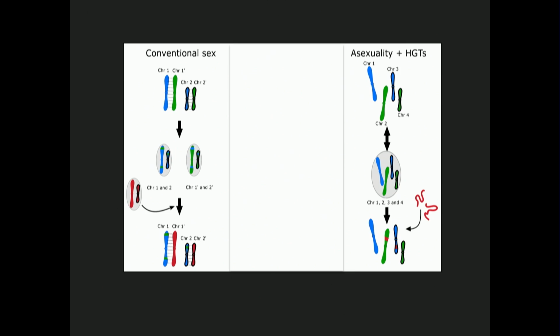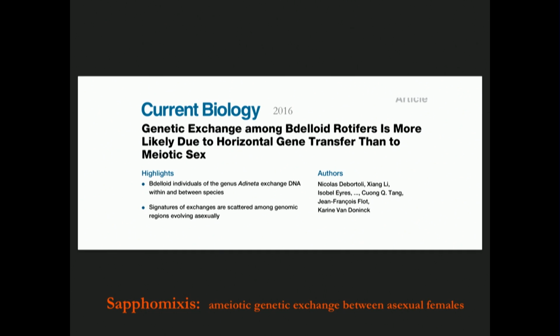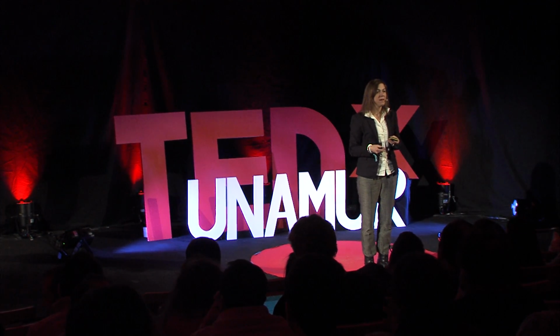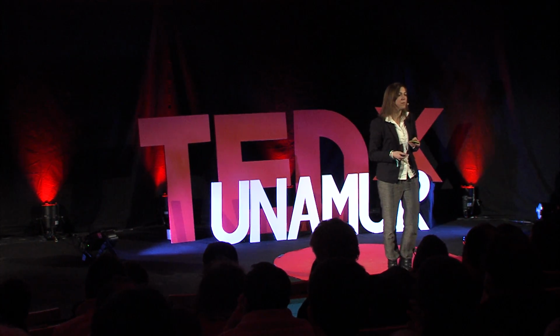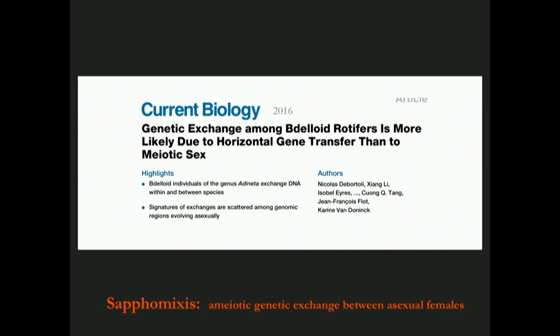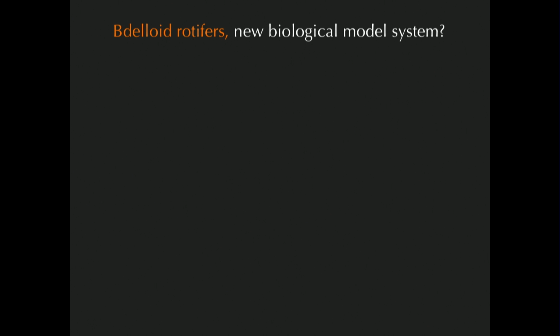And we think it's not conventional sex, because we never found males. So they are not using the strategy that all animals do, a sperm and an oocyte, to exchange DNA. So what is the strategy? We have no idea. We called it sapphomixis. It's a mixing of genetic material between females. And you immediately see here, and that's why it's so beautiful to be a scientist, you discover a lot, but you have even more questions.